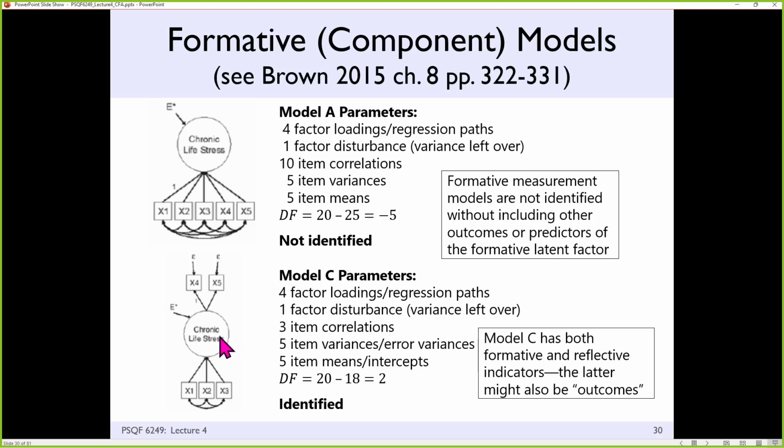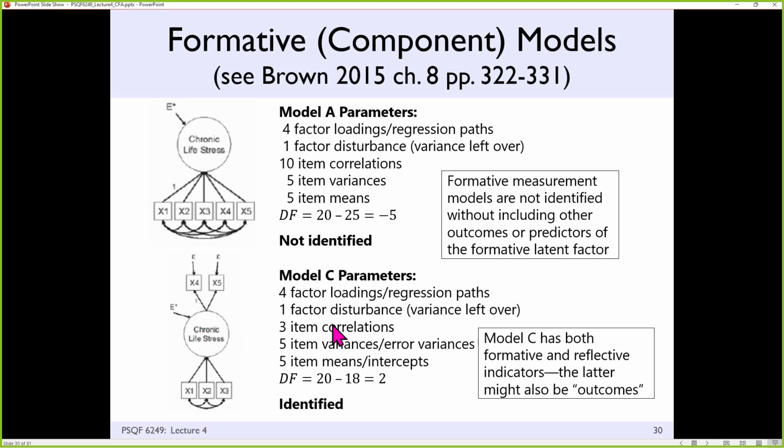This picture says there are 3 causes of life stress, which is this latent construct, and life stress in turn is measured by the responses to X4 and X5. So this one is life stress, and now the model is identified because there is enough information to make all of the parameters work. But this is a different theoretical statement.